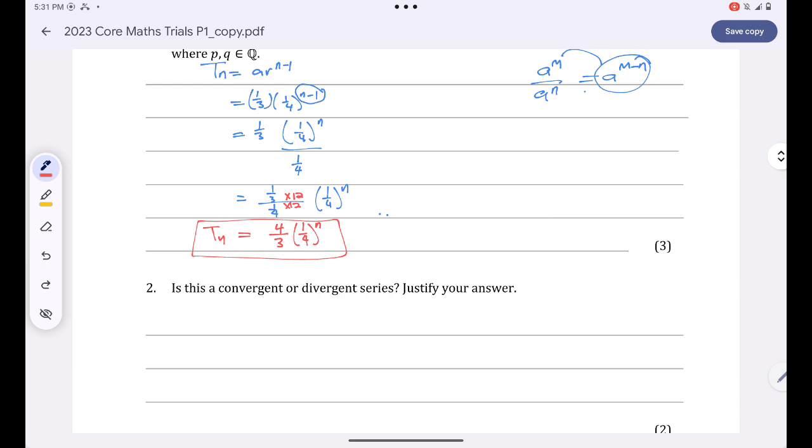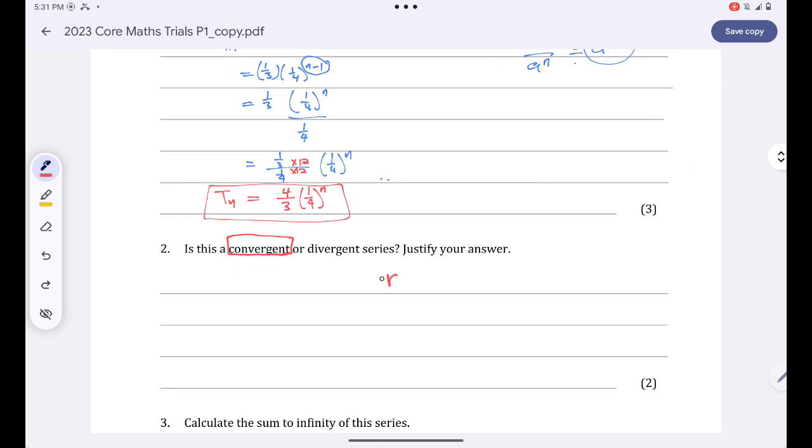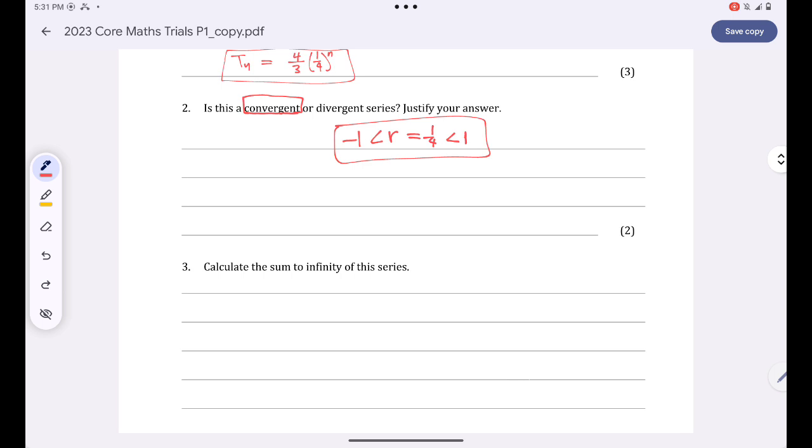Okay, and then now I'm being asked whether the sequence is convergent or divergent. Justify your answer. My series converges. Are you together? Why does it converge? Because the ratio is between negative 1 and 1. Let me write it like this. The ratio, which is equal to 1 over 4, is just between negative 1 and positive 1. This is the reason.